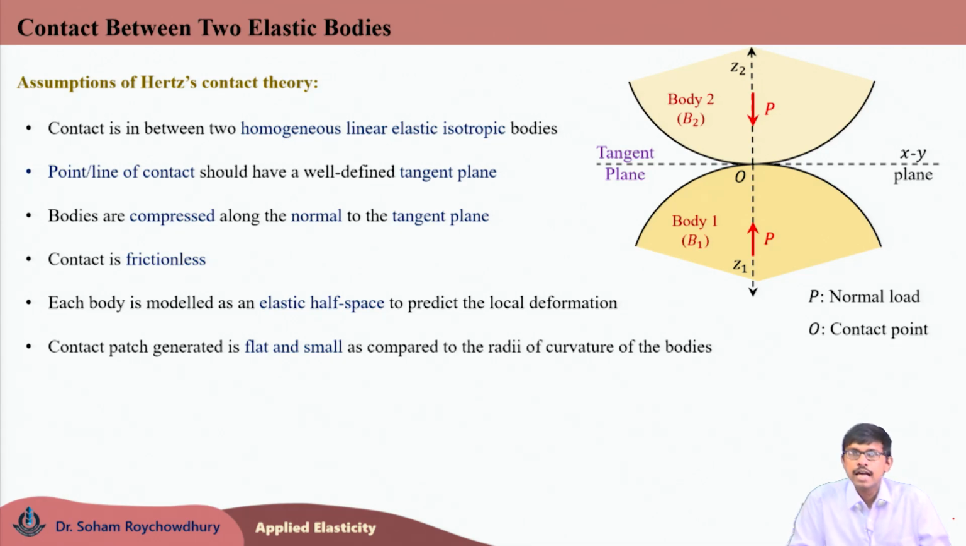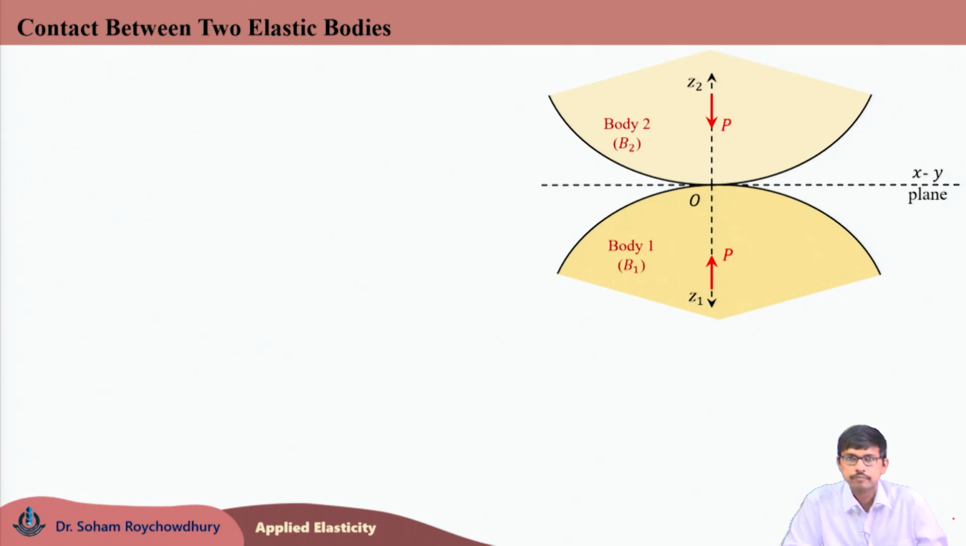contact patch generated is assumed to be a flat patch, and the contact patch area or radius of the contact patch is assumed to be small as compared to the dimensions of the body or as compared to the radius of curvatures of the body at the point of contact. So, radius of curvatures of both the bodies at the point of contact is much larger as compared to the size of the contact patch, and that contact patch must be flat. So, these are the assumptions for the Hertzian contact stress theory with which we will try to solve this problem of contact between two elastic bodies.